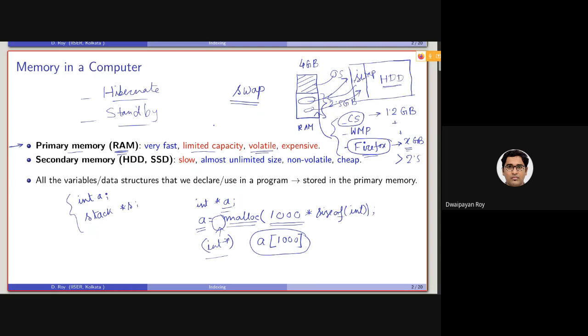We are deviating from the actual discussion. So I hope, Amarjit, you got the answer regarding where exactly this swap memory stands. It is basically a part of the hard disk or the secondary memory, which is particularly allotted for taking care of this kind of situation.